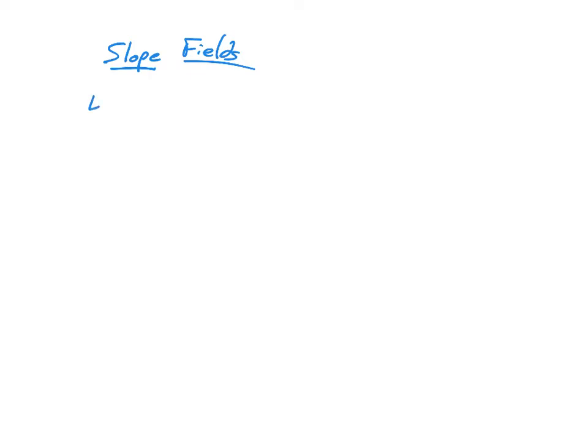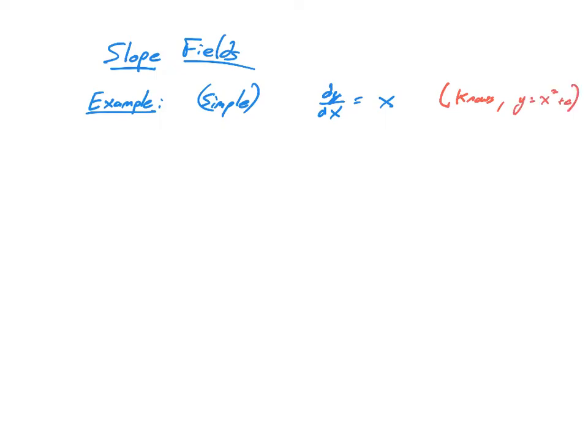So let me give you an example here. Let's start off with something simple. So this is a very simple idea. But if I have a differential equation, the derivative of y with respect to x is equal to x. Now, of course, everybody knows that the answer to this is going to be y is equal to x squared plus a constant. But let's pretend we don't know that for a second.